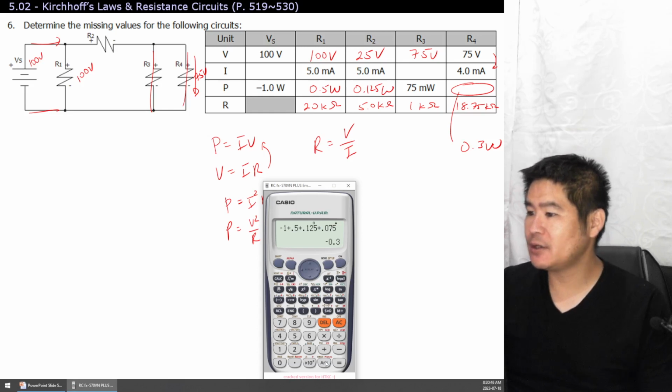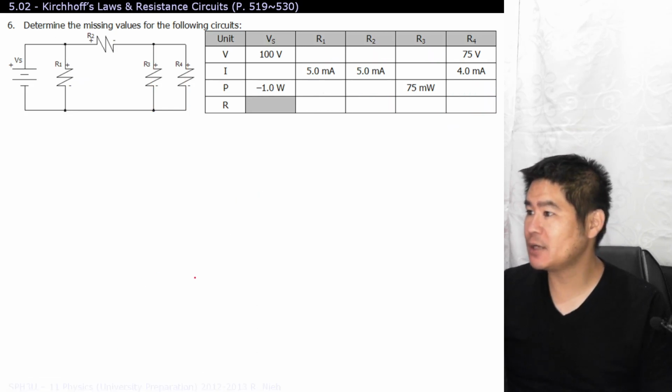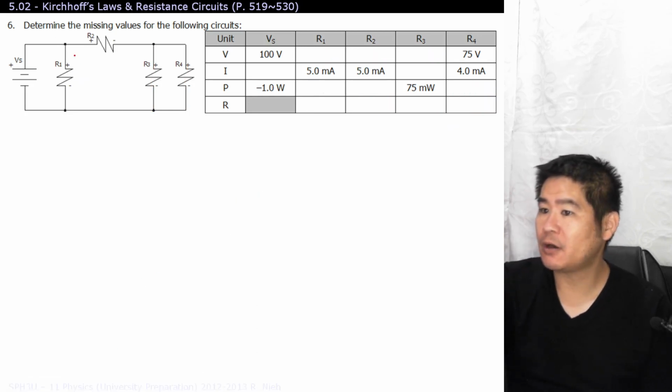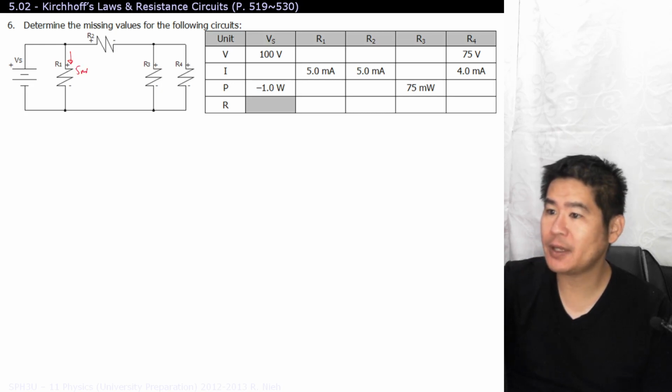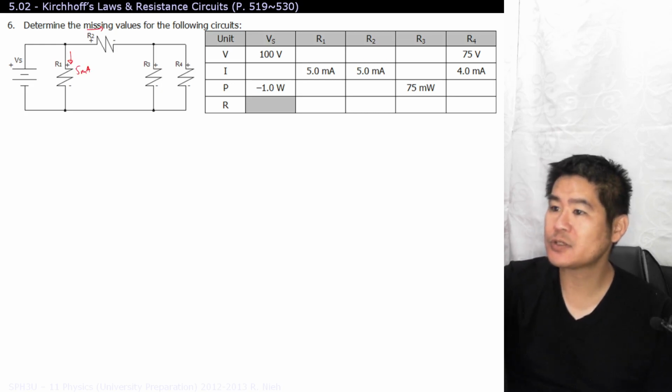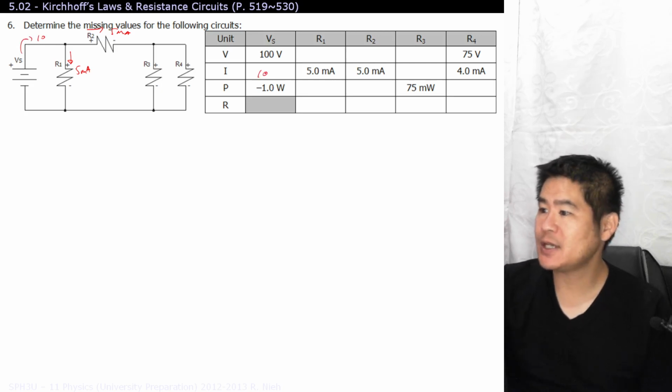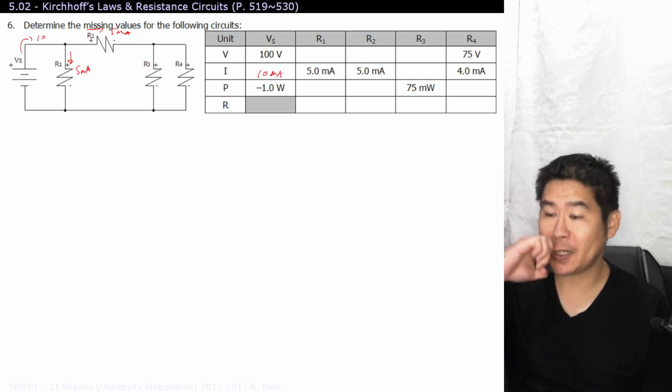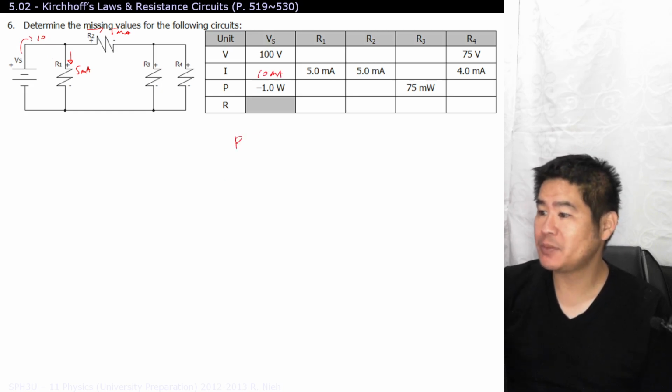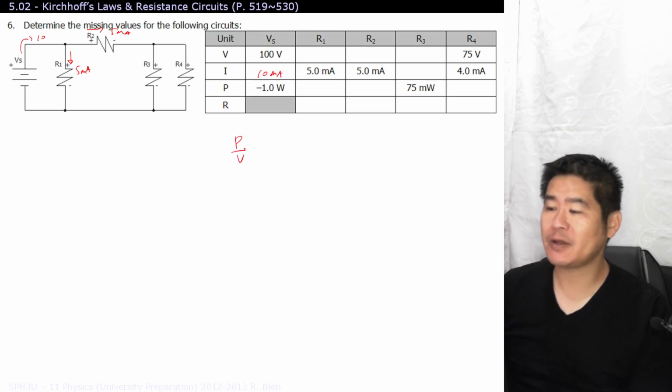In fact, I'm just looking at another way of solving the same problem one more time before we move on. If we know that R1 is 5 milliamperes and R2 is also 5 milliamperes, that means that over here it must have been 10 milliamperes. And you can try it out even by doing P divided by V, and you should still arrive at the same answer.